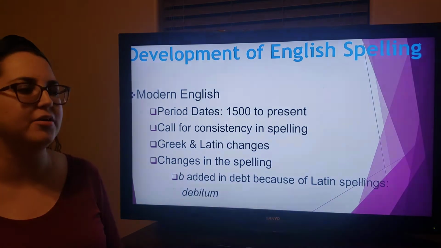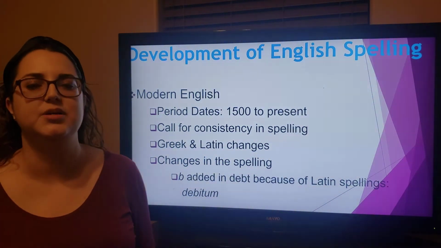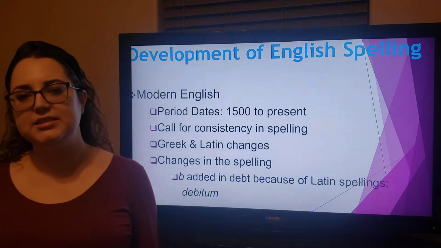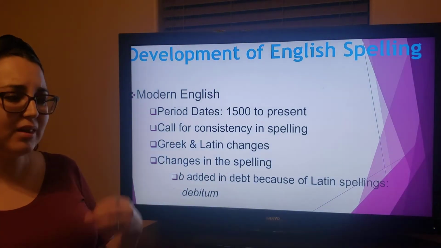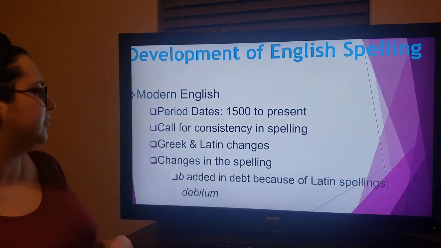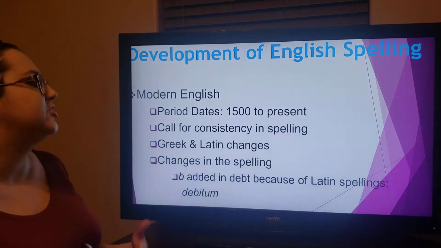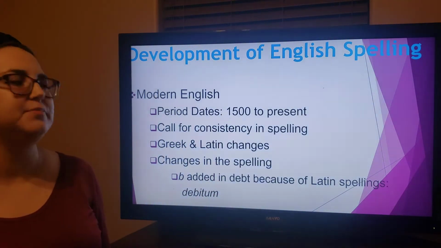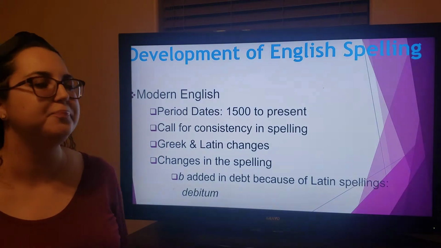And then finally modern English, period dates 1500 to the present. At this point there was a call for consistency in spelling. There were changes for Greek and Latin, which were starting to be infused, and changes in the spellings. For example, the B was added because of Latin spelling. Here's a Latin word.